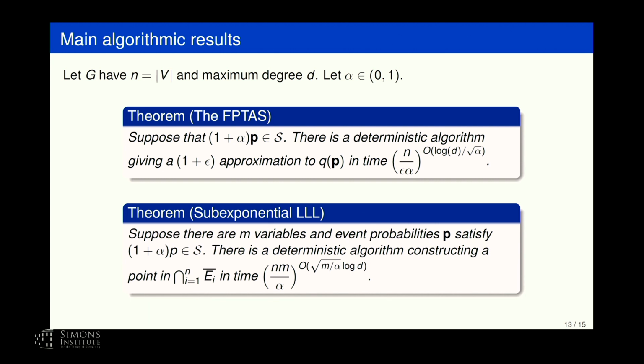And so we end up with something similar for the LLL. Suppose you have an LLL scenario with m variables such that the event probabilities lie in the Shearer region with slack alpha, then we can give a deterministic algorithm to construct a point avoiding all the bad events. Again, in time sub-exponential in the parameters n and m. So the runtime basically, n to the root m log d.